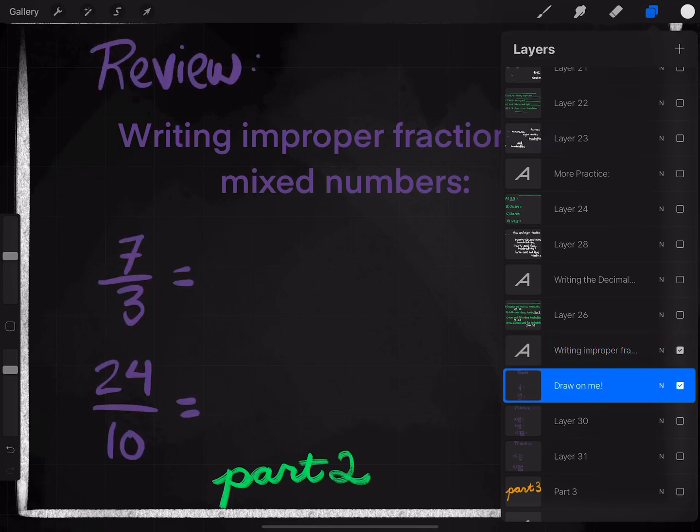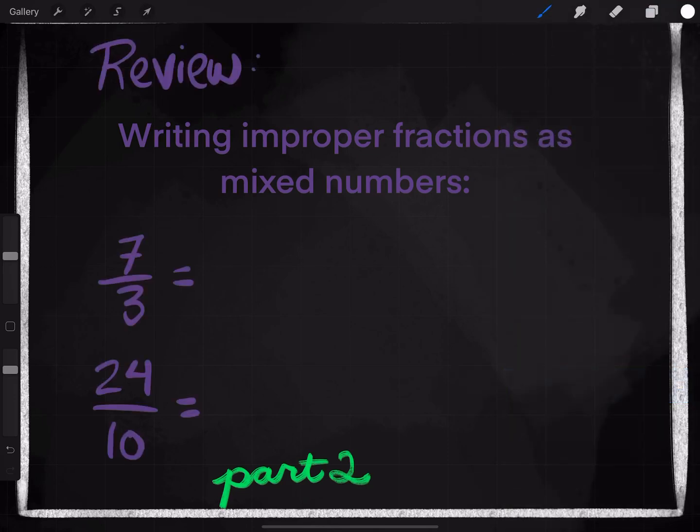All right, so here's a quick review before we go to part 3. We worked on writing improper fractions as mixed numbers, and one way you can do that is with division. As you may recall, this sign in a fraction is just a lazy division sign without the dots. So what is 7 divided by 3? Okay, well 3 goes into 7 twice. You get 6. And there is a remainder of 1.